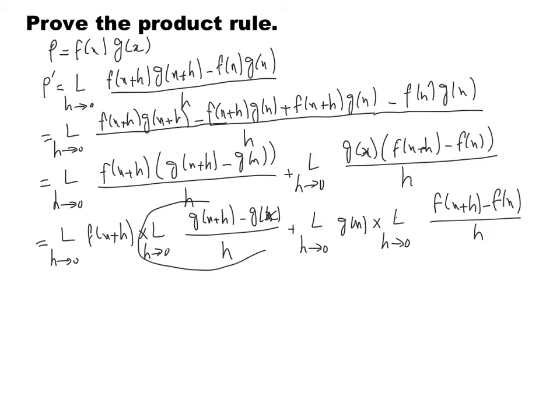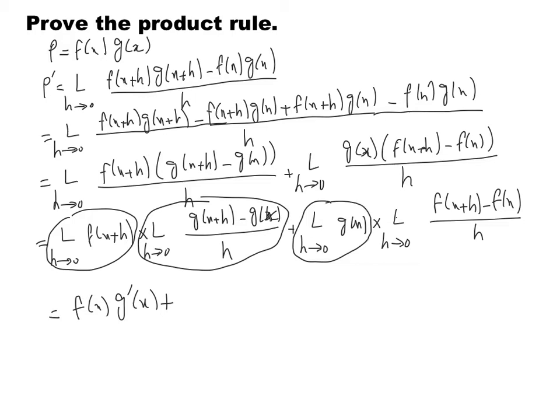You can see this one is the definition of g prime of x. And this one, when h goes to 0, goes to f of x. So this is the same as f of x times g prime of x, plus this one does not depend on h. When h goes to 0, it still goes to g of x. And this one, when h goes to 0, is the definition of f prime of x. So you can see that we just proved the product rule.